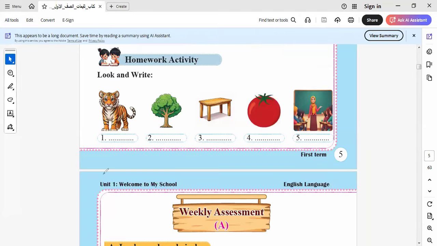Here we say, what can I write here? I write here tiger. This is called tiger. I write it like this. Here is tiger. Here is tree. And here is table. Here is tomato. And here is teacher, the last one. So here we have tiger, tree, table, tomato, and teacher. Let's continue.